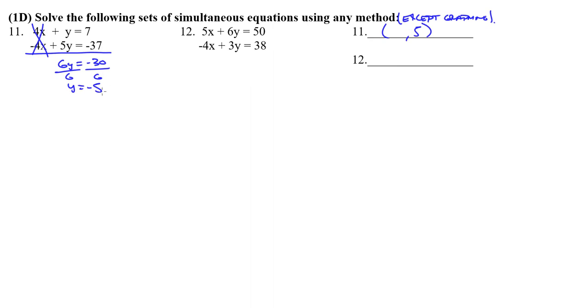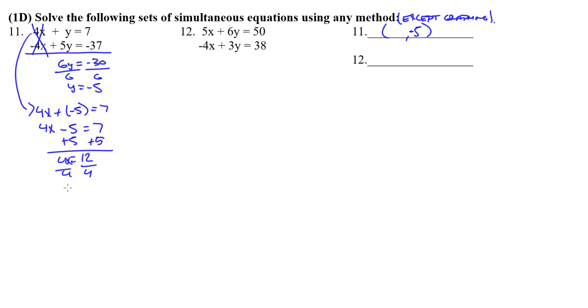Okay. Now that we know that y, look at that, I even didn't put my negative on over there. Okay, so now that we know y equals negative 5, we're going to plug it into one of these 2 equations and solve. I kind of like the first one, looks a little nicer. So 4x plus y, which we now know is negative 5, equals 7. So 4x minus 5 equals 7. Add 5 to both sides. 4x equals 12. Divide both sides by 4, and we get that x is 3. So there's our solution. 3 comma negative 5.